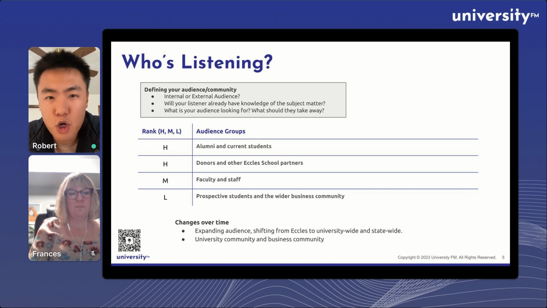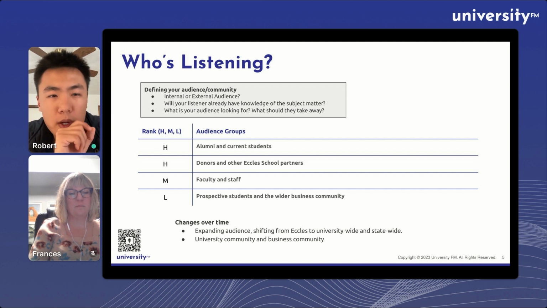So this helps you determine, okay, whatever topic we pick, how in depth do we want to get into it? And then this last one here: what is your audience looking for? What should they take away? And even, after somebody listens to your show, how do you want them to feel?